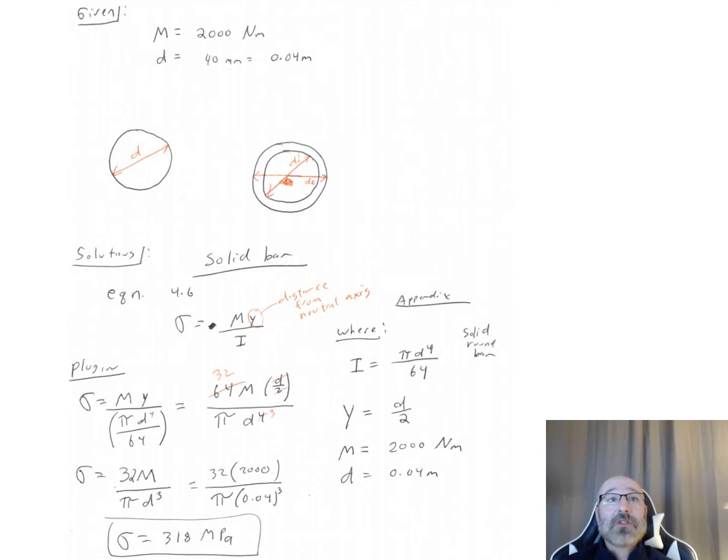So as we go to solve this problem, the first thing we want to do is write down everything that we have in the problem statement. So we create our setup page. Our given information tells us that we have a moment of 2,000 Newton meters and a diameter of 40 millimeters, which I want to convert right away to meters. So this is equal to 0.04 meters.